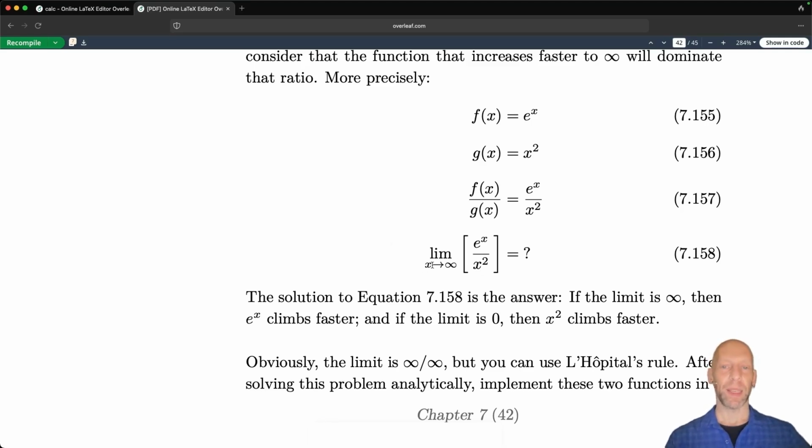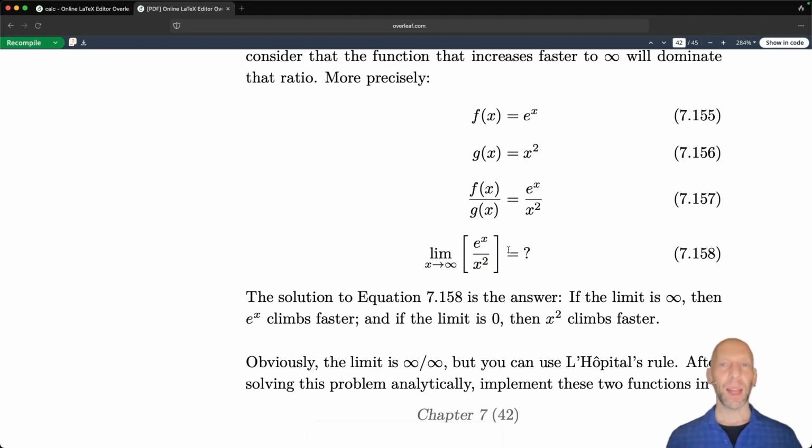When we take the limit as x goes to infinity, if e to the x grows to infinity faster than x squared, then we would expect this limit to be infinity. In contrast, if x squared grows to infinity faster than e to the x, then we would expect this ratio, or the limit of this ratio, to be 0, right? Because the denominator is growing so much faster than the numerator, so then this ratio goes to 0.